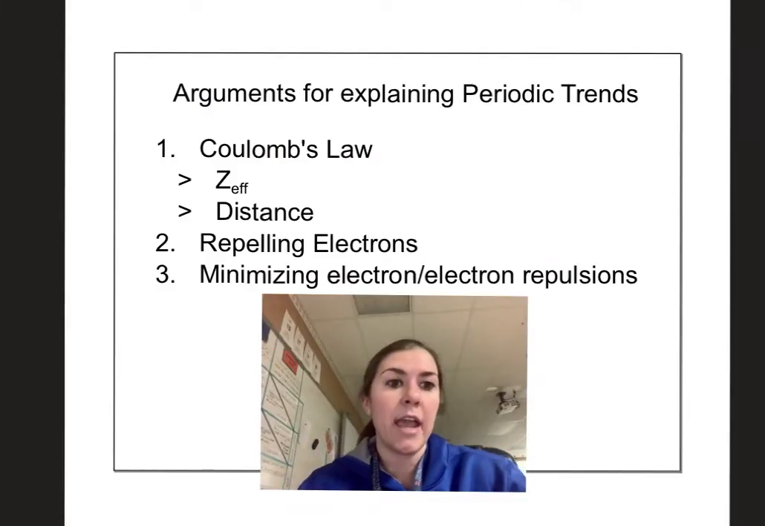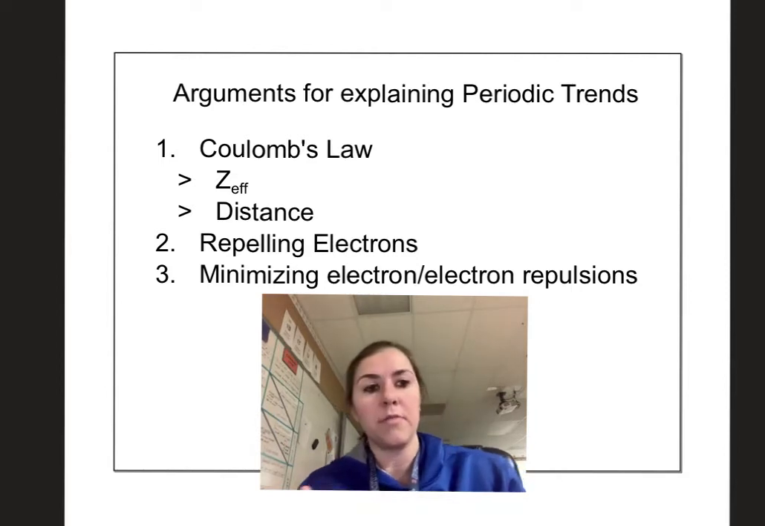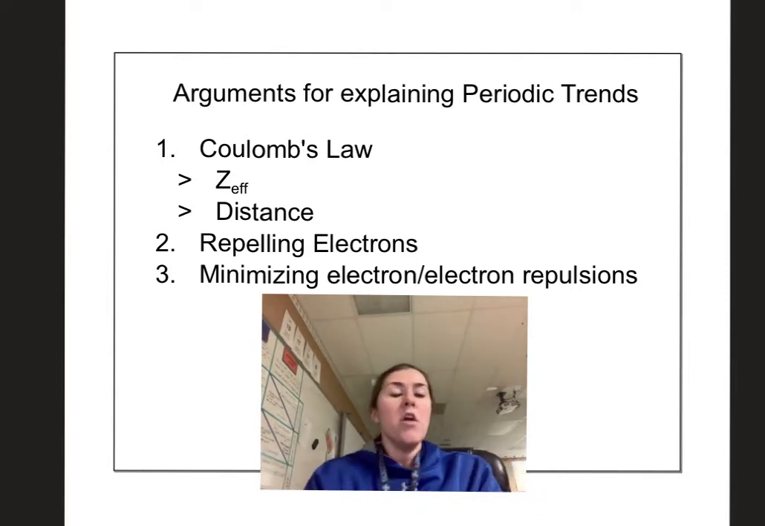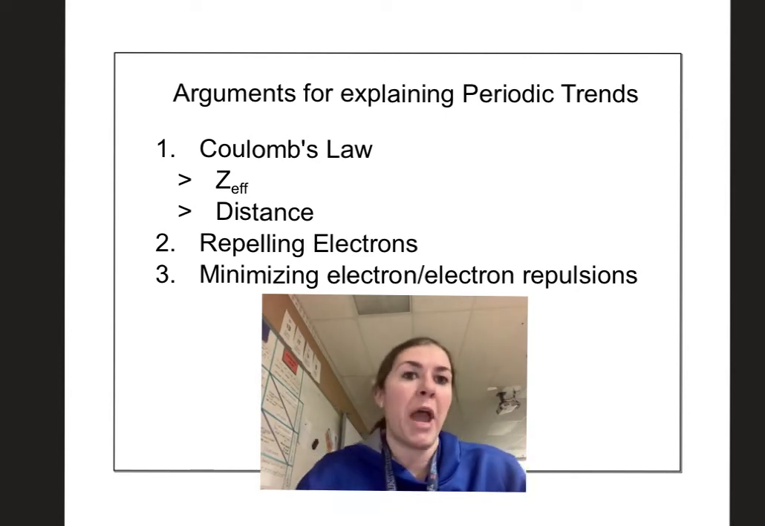All right, so this is AP Chem. We're not just going to say as you move up and to the right, the trend increases, or as you move down to the bottom, it decreases, things like that. We need to have reasonings for these patterns and trends.